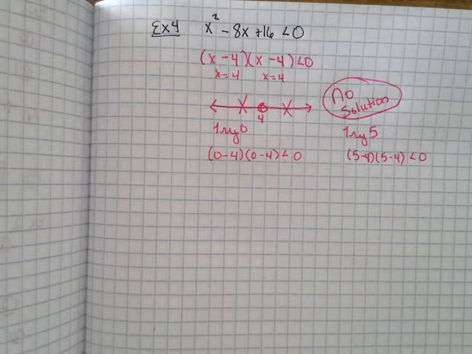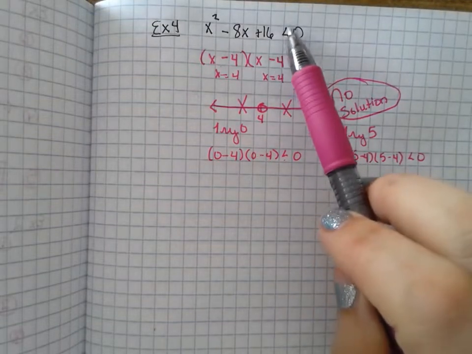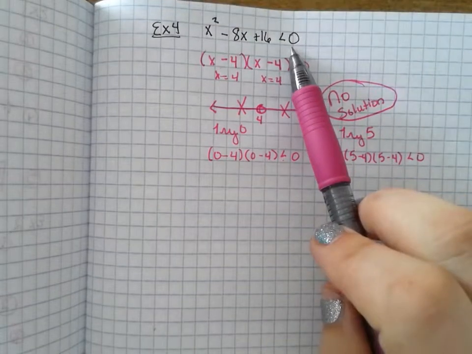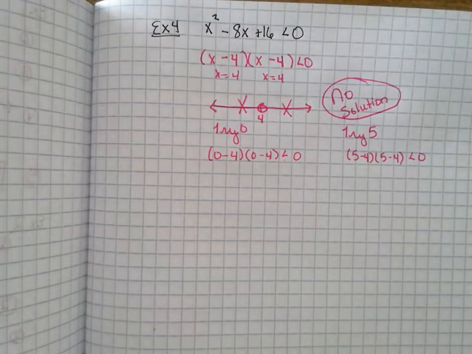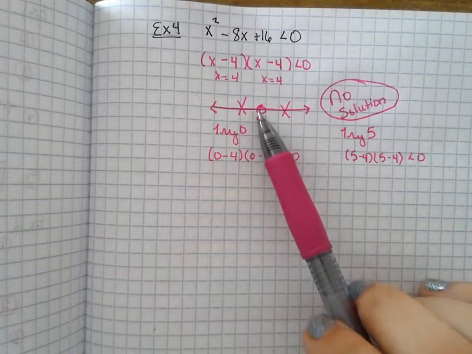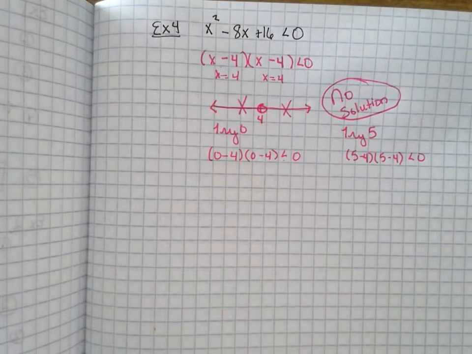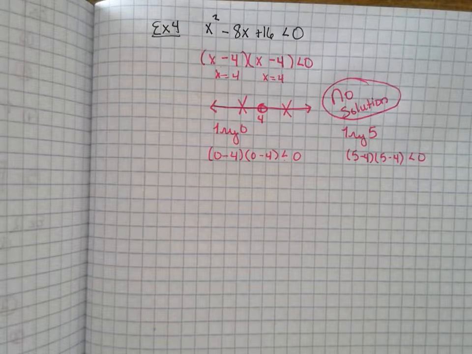Okay, now we just had a good question. Miss Cleveland, what if this were less than or equal to 0? What would our answer be then? It would just be 4, right? Because then that would be a closed circle, and so your answer would just be a 4. But as this is written, there's no solution.